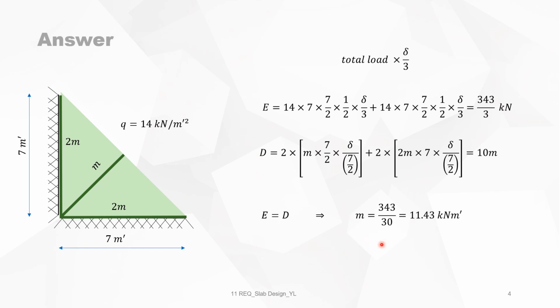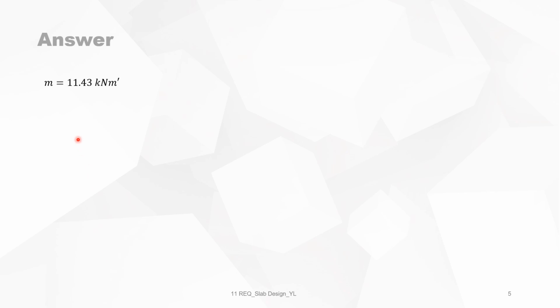And M is then 11.43 kilonewton meters. Just to avoid confusion, this is kilonewton meter. This is the bending moment of a slab, which is written with a small letter m. That's why I made M with an accent, so as not to make a mistake identifying one of those. The bending moment is 11.43 kilonewton meter per meter.